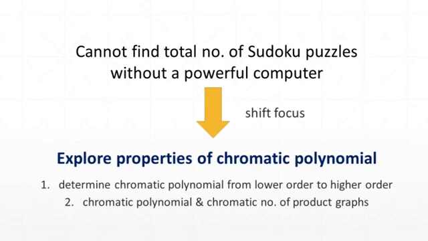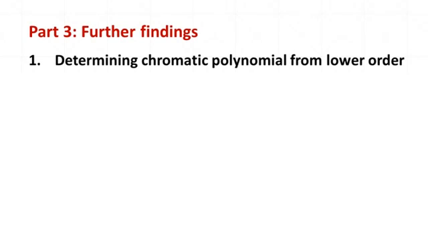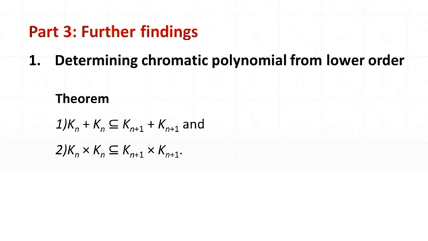Thus, our research shifted focus to exploring the properties of closed suit n, but not determining the chromatic polynomial of suit n itself. It is found that we can determine chromatic polynomials from lower order graphs to higher order graphs. We proved that the direct sum of Kn and Kn is a subgraph of the direct sum of Kn plus 1 and Kn plus 1. Moreover, the direct product of Kn and Kn is a subgraph of the direct product of Kn plus 1 and Kn plus 1. The proof is shown in our report.